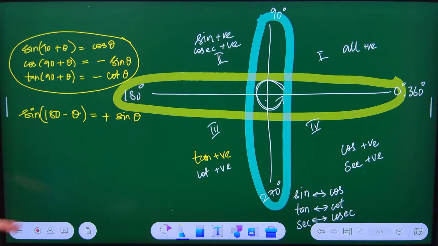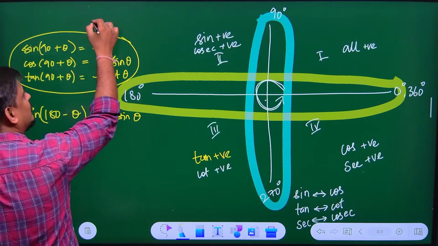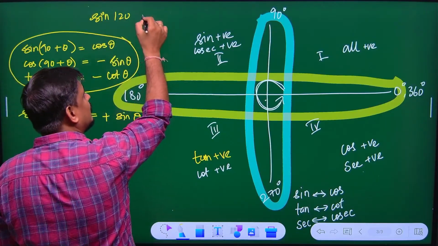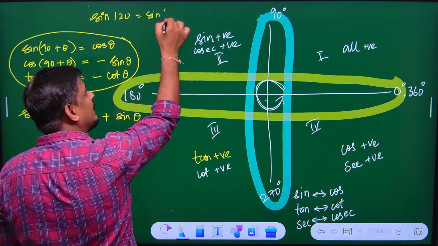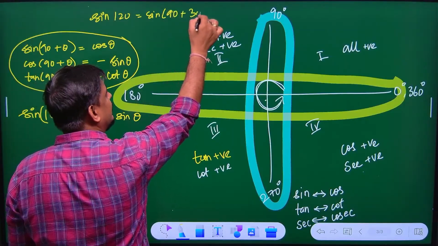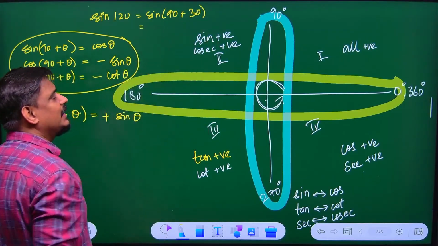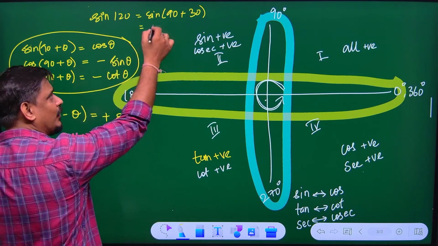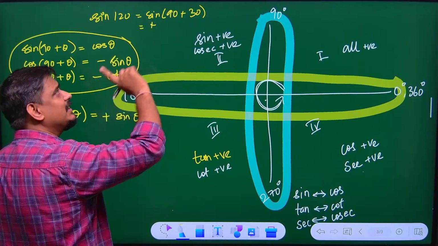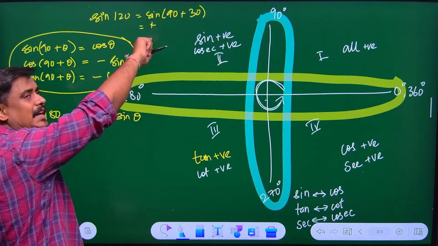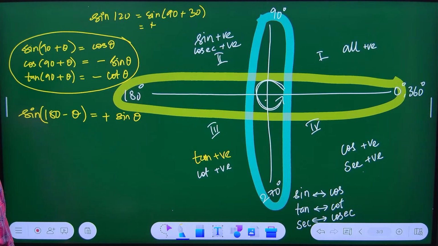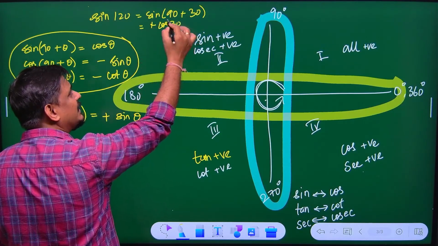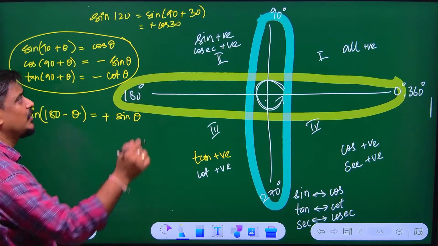Okay, sir. Now take one example. Like I took sine 120. One student wrote it as sine 90 plus 30. How much will he get? He will use second quadrant, sine positive. Okay, very good. And then he will write 90 line, sine becomes cos. Right, Preetham? So it will become plus cos 30, isn't it? Yes, sir. What is cos 30?